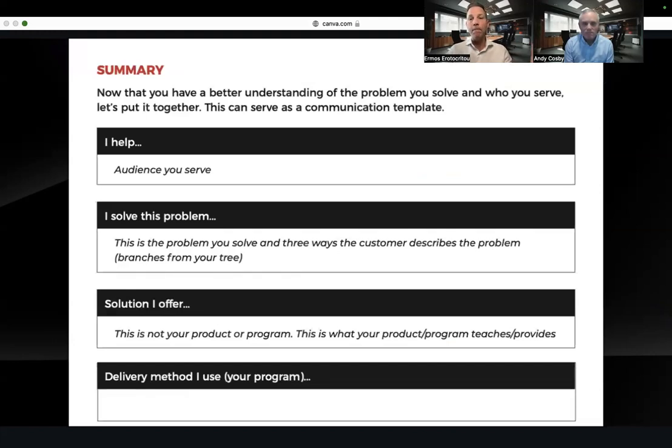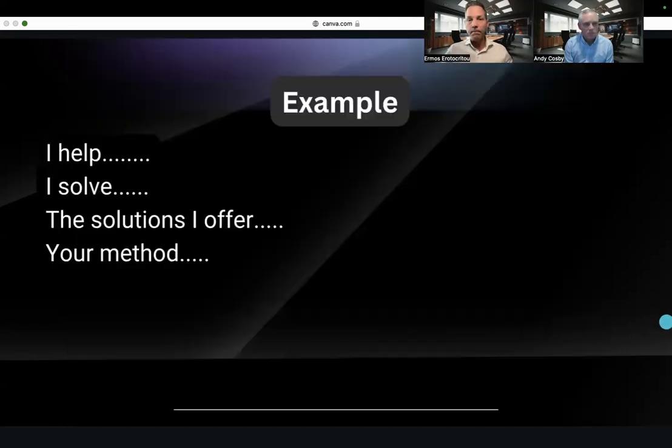So here's your template that you can actually use now. You should ask yourself these questions. Who do you help? I help, and then it's the audience that you serve, which would be your ideal client. I solve these problems, and then you list them out. And the solutions I offer are XYZ, and the way I'm going to deliver it is through ABC. So the example again is: I help, I solve, the solutions I offer, and then your actual method.